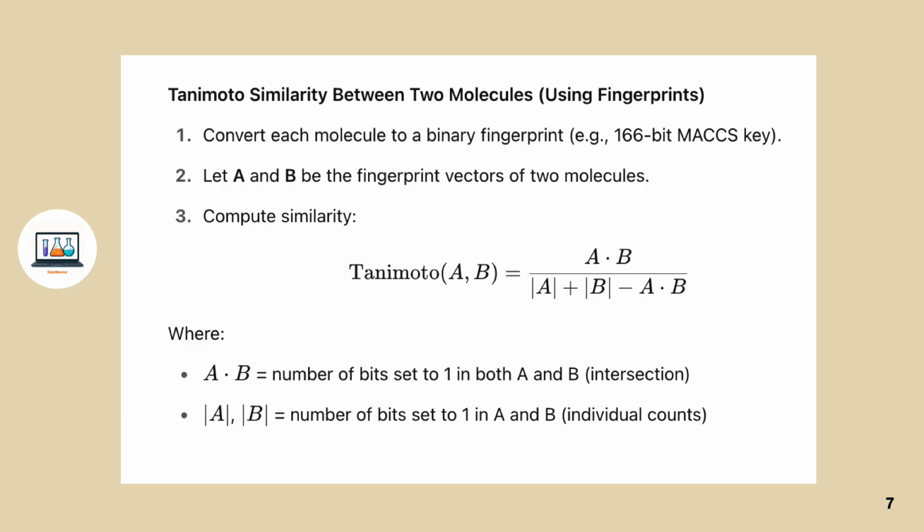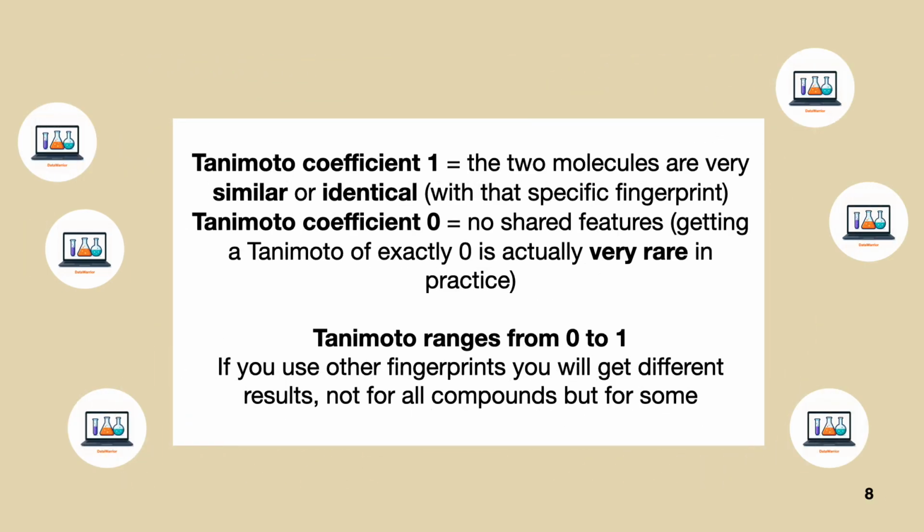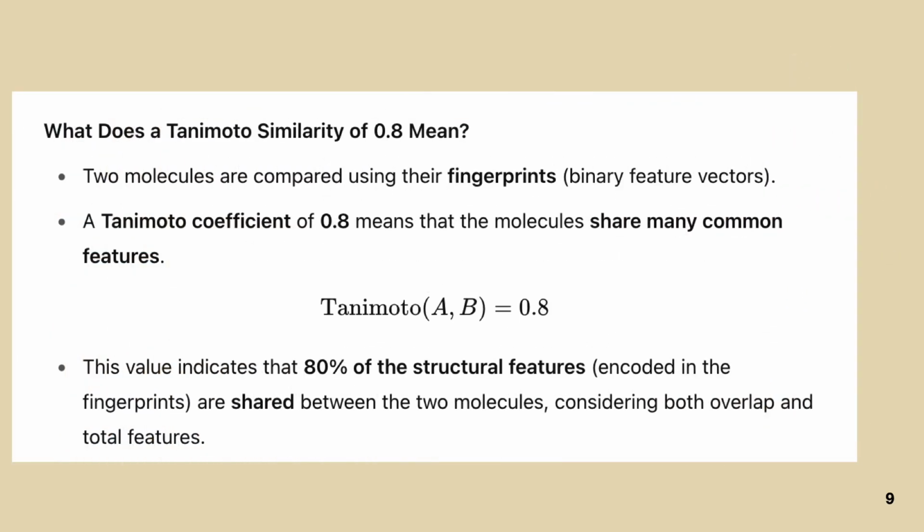Once we have fingerprints, we need a way to measure how similar two of these vectors are. The most common way to do this in cheminformatics is with the Tanimoto coefficient. A Tanimoto coefficient of 1 means the two molecules are very similar or identical with that specific fingerprint. And a Tanimoto coefficient of 0 would suggest no shared features. Tanimoto ranges from 0 to 1. This is just to illustrate what we have seen in the previous slides.